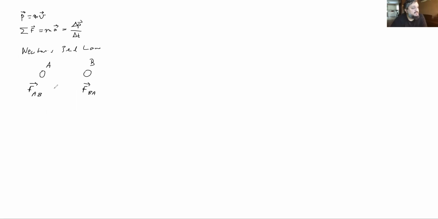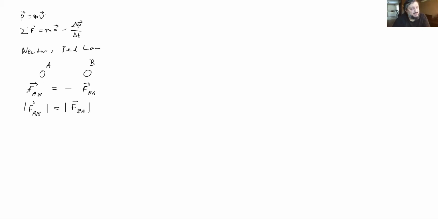Newton's third law says that these will be equal in magnitude, but opposite in direction, which means this, all right? But they will be equal in magnitude. So FAB has the same magnitude as FBA. Now let's take this and then write these forces in terms of the change in the momentum of these objects, okay?